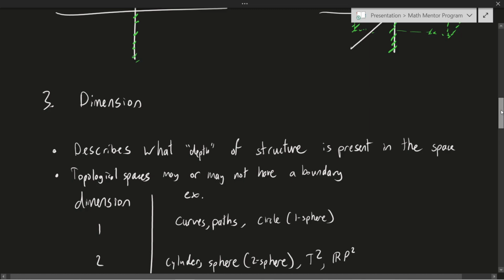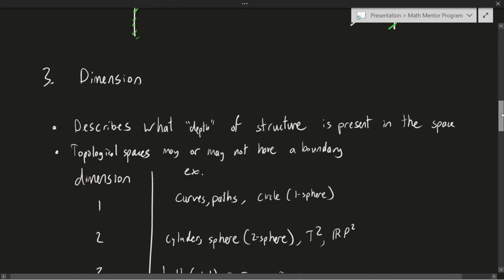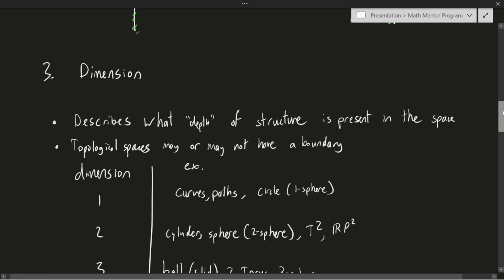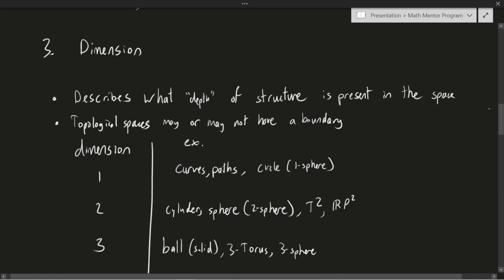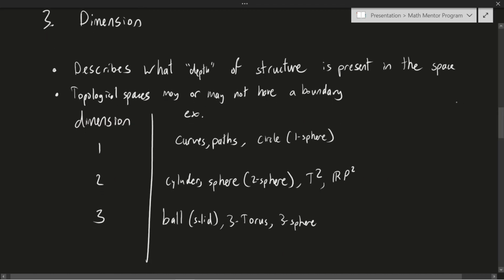There are a lot of really interesting results about dimension. We'll cover a lot of them in our session. So topological spaces can have a boundary. They might also not have a boundary. But in any case, we will always assign the dimension of a topological space by its interior. We won't really pay much attention to the boundary.